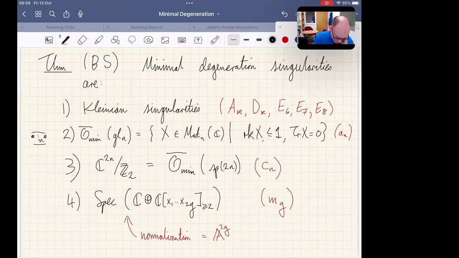And then there were 2 maybe slightly more surprising examples. So this one you can realize as Z mod 2 acting just by -1 on C^2n, and you take the quotient singularity. But it also occurs as the type C minimal nilpotent orbit closure.